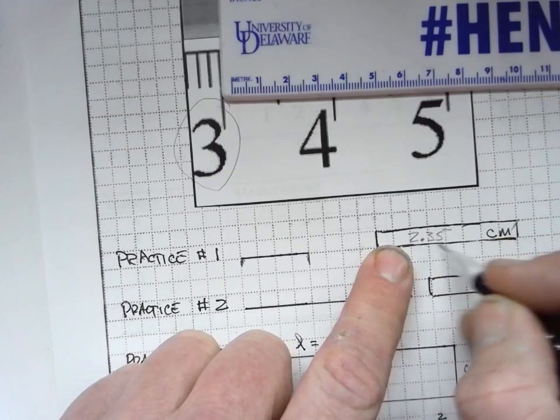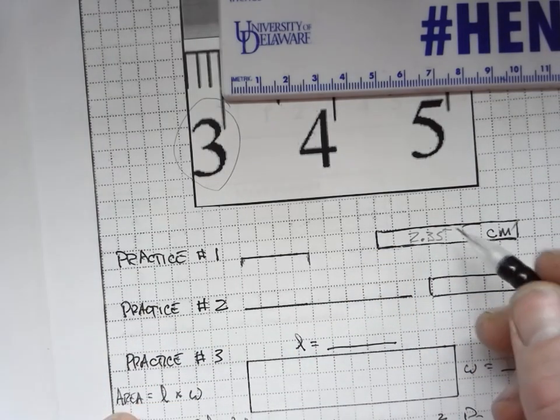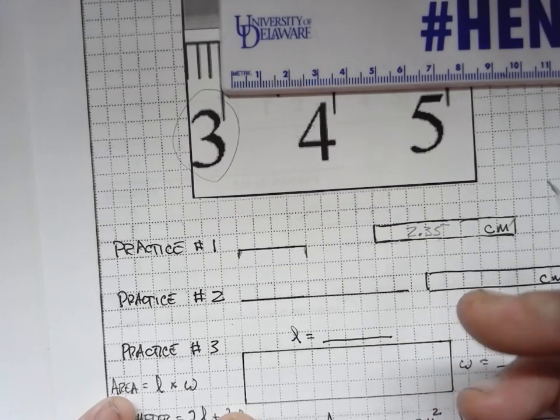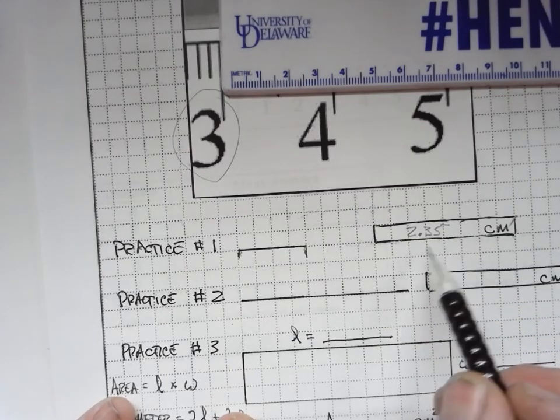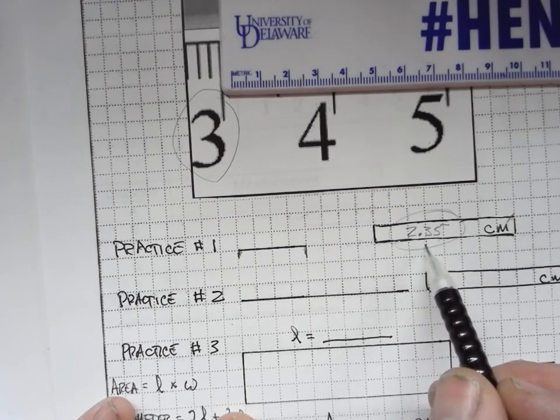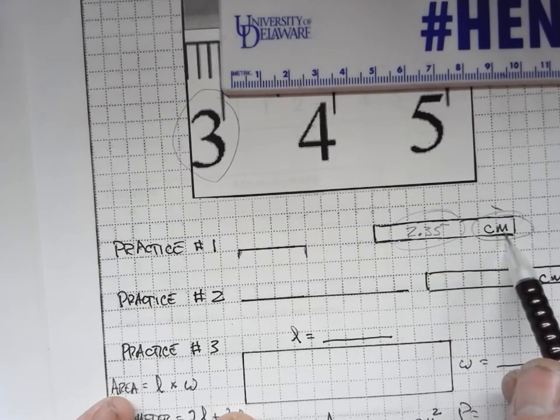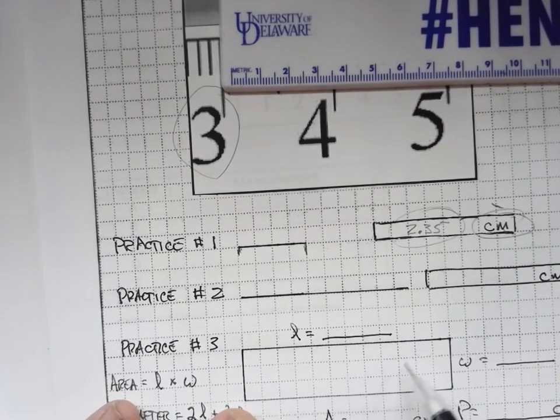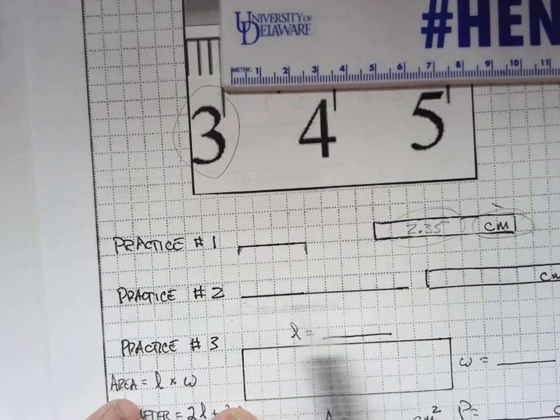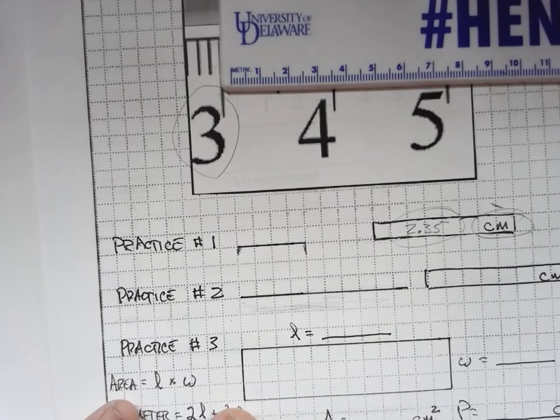2.35. Now you may have something slightly different. You may have just 2.3 or 2.4 or maybe 2.34 or something like that, but notice it should be in that neighborhood. Notice I also have the units here for you already, but in future ones you're going to have to put the units. So take a shot at this line right here. What's its length?